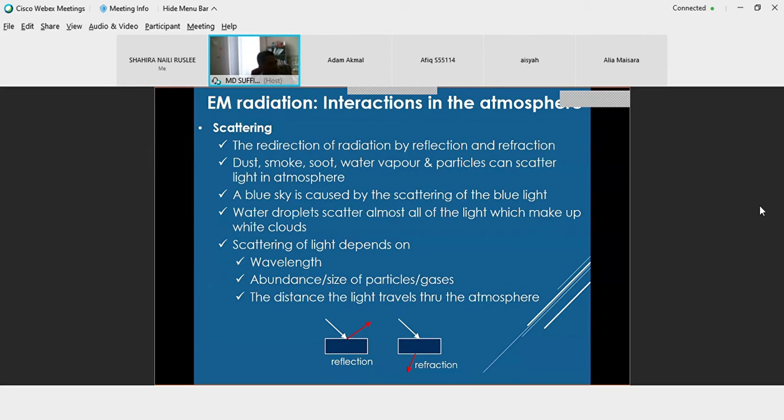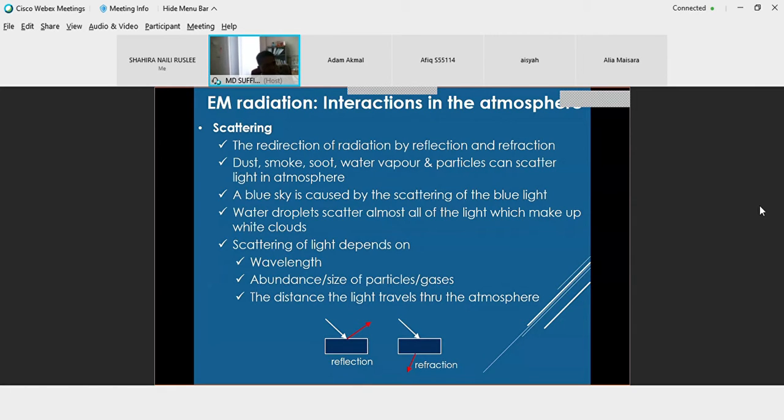Okay? So blue sky is caused by the scattering of the blue. So you tengok langit warna biru, because this particle will scatter blue light. So for the clouds, it will scatter all lights. That's why you boleh nampak dia warna putih. Sebab semua cahaya tu dia akan dibalikkan.